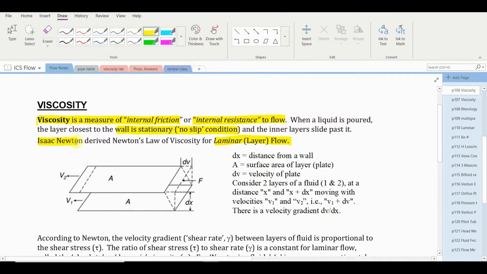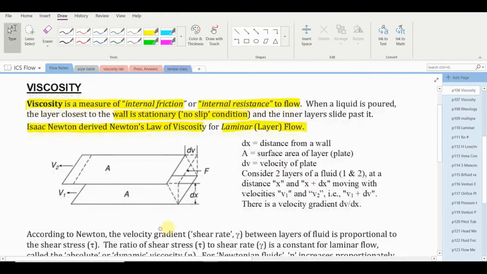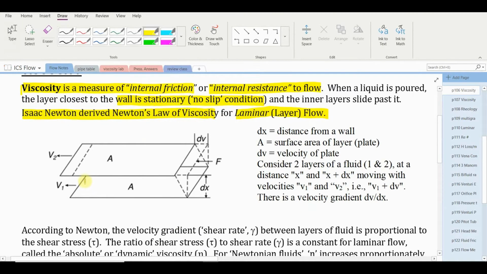Now, Isaac Newton derived Newton's law for viscosity as follows. Consider a layer of fluid, this lower rectangle, moving at V1 in this direction. A layer which is farther from the wall would be moving more quickly, and this will be the second layer moving at V2. The distance between layers is dx, and the difference in velocity is dv.